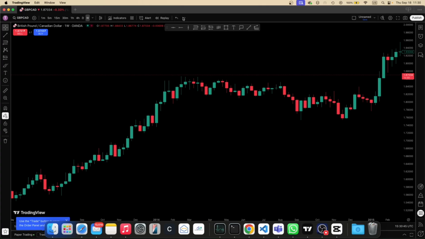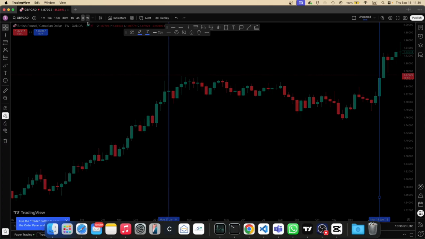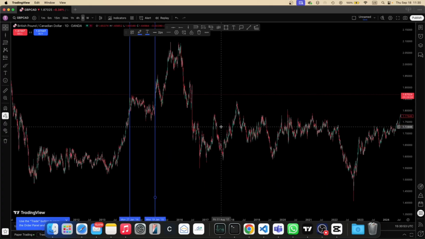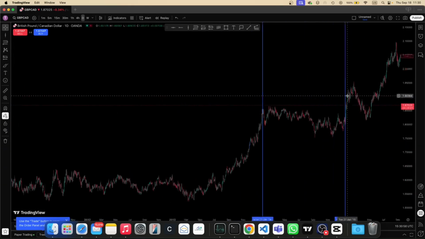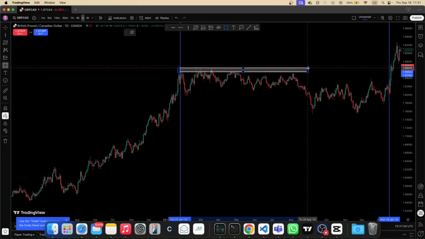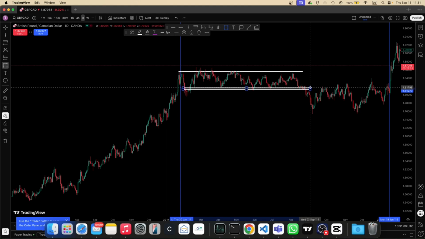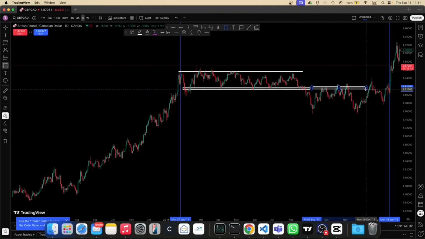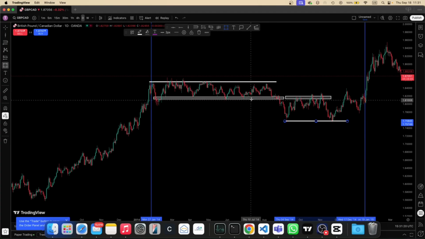Okay, maybe go to, we just put here to here, and we go to a lower time frame. So this is an example I want to show. So we see this is our resistance and this is our support, and you see once broken, our support became the next resistance and this was the support. So you see, your support becomes the next resistance.